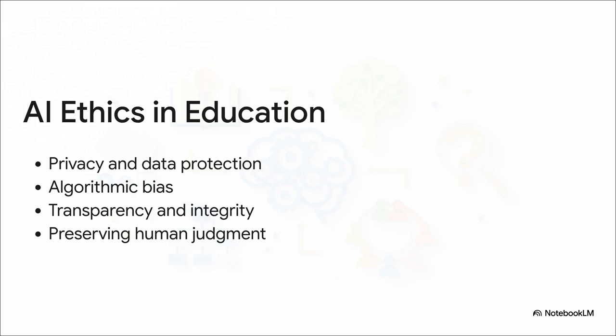We have to guard privacy and data protection. We need to ensure data accuracy so learners get correct information. There has to be transparency in how the AI makes decisions, clear guidelines for academic integrity, and above all else, we absolutely must preserve human judgment. AI is powerful, for sure, but it requires really careful institutional policies to implement it responsibly.